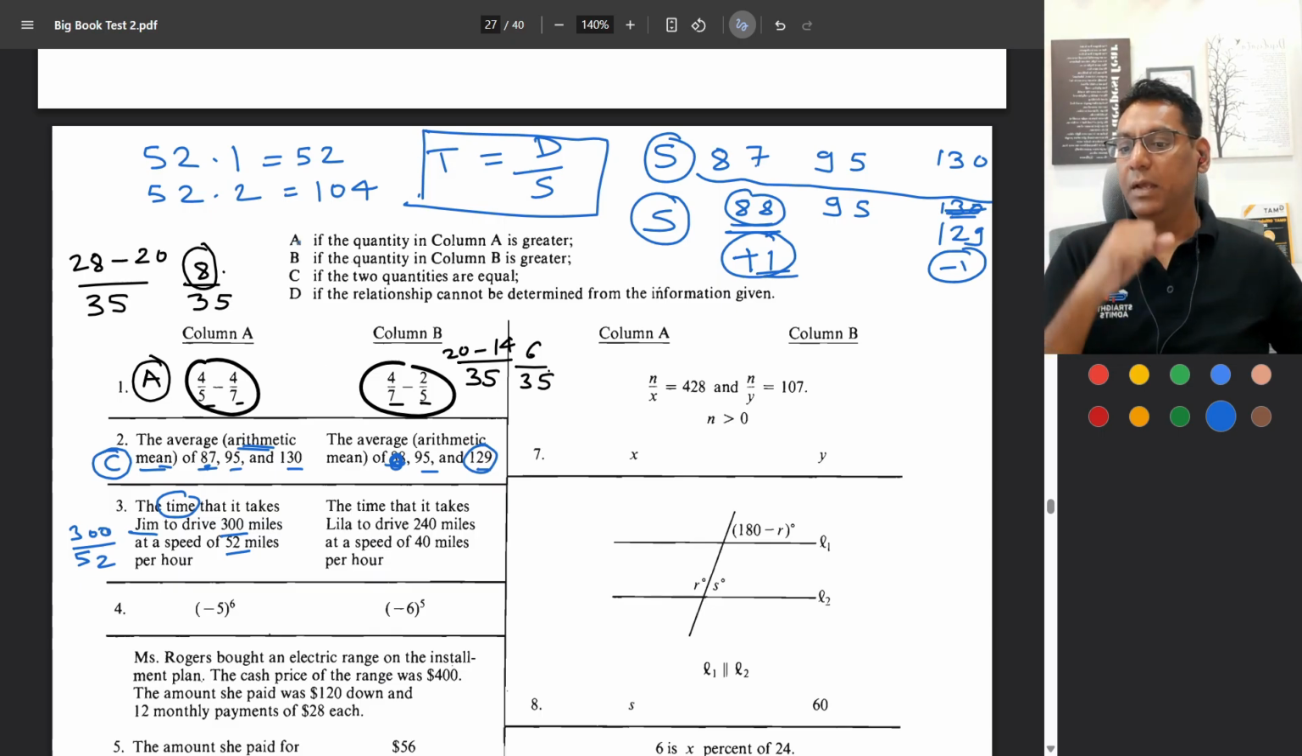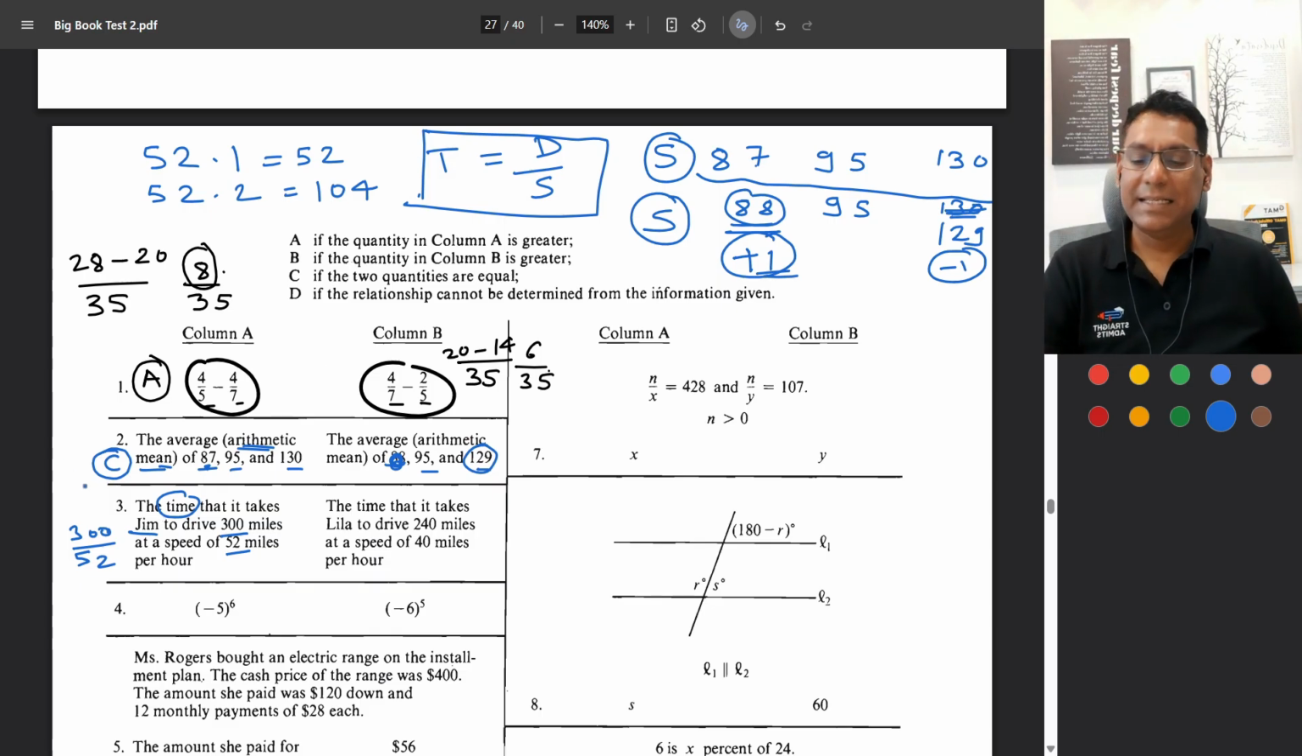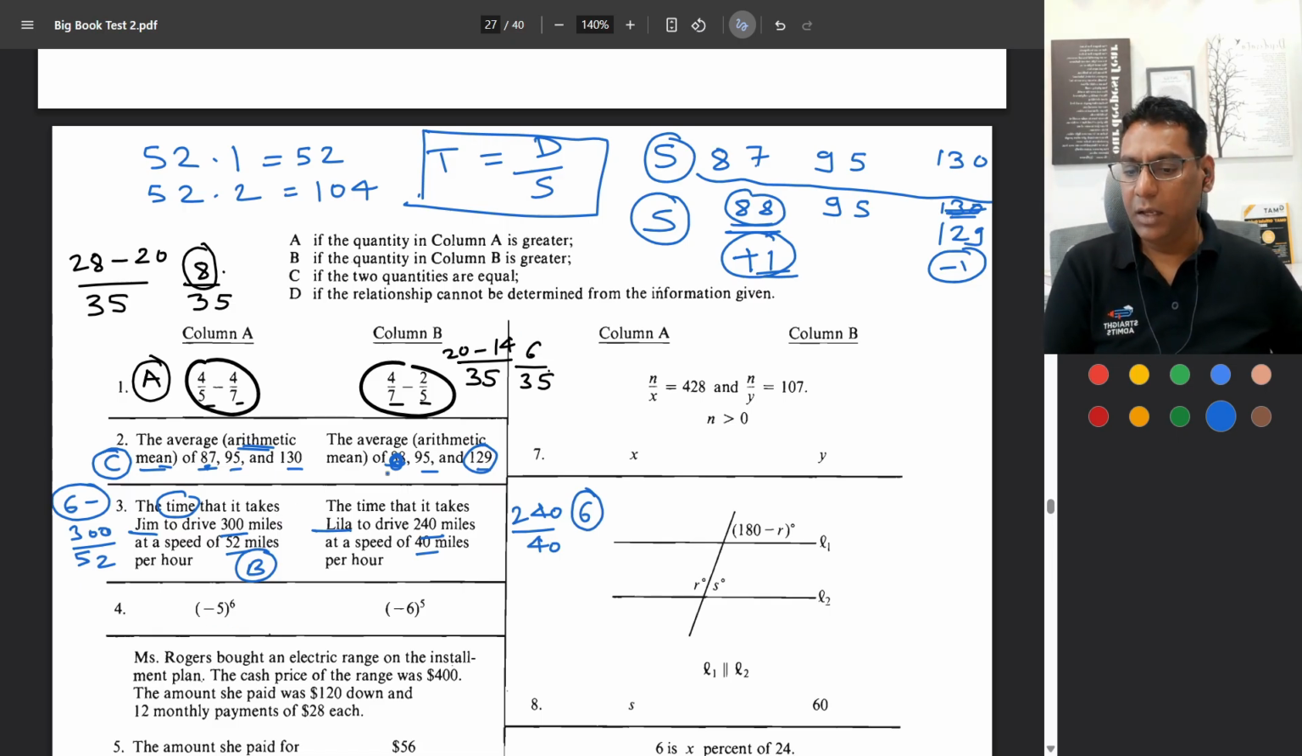I don't know, but that number is going to be somewhere close to 6 and less than 6. Why? Because if it was 50 miles, it would have taken him 6 hours, but he's going faster than 50. It's going to take him less time. So let's say this is 6 minus, somewhere less than 6. The time that it takes Leela to drive 240 miles at the speed of 40. Let's do 240 by 40. That comes out to be a proper whole number, 6. So we have a number less than 6 here, and a number bigger than 6 there. The answer is going to be answer choice B. Pretty straightforward. Let's look at question 4.